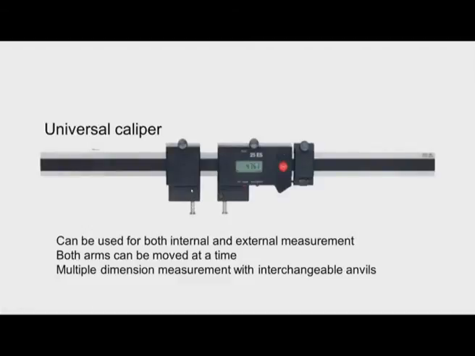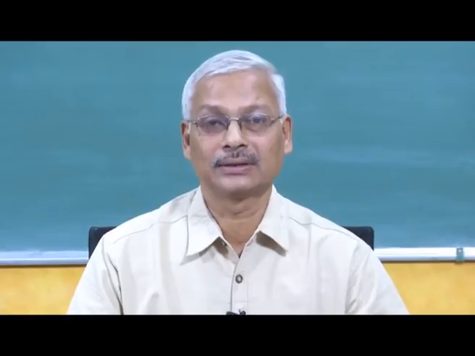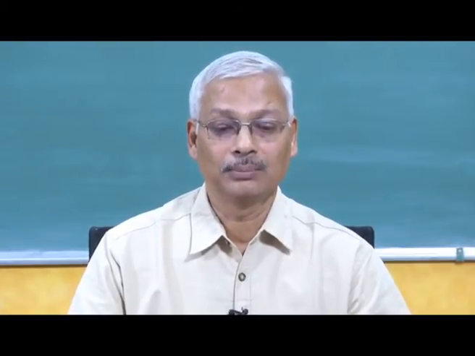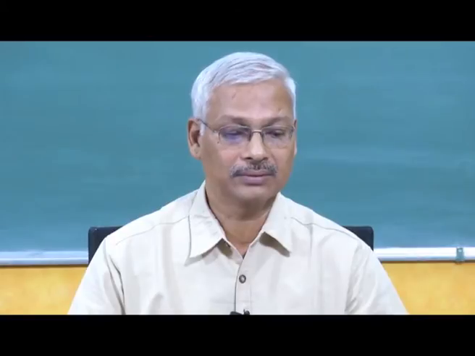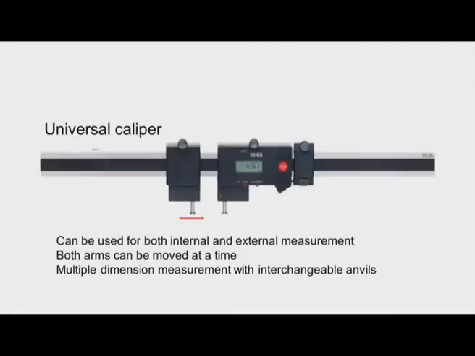and this is the second anvil. In the case of ordinary mechanical type vernier caliper, there is one fixed jaw and then another moving jaw, whereas here both these arms or jaws can be moved at a time. So, this can be moved in this fashion, like this, and this can also be moved. Now, we can keep the workpiece between these two, and we can take the reading.